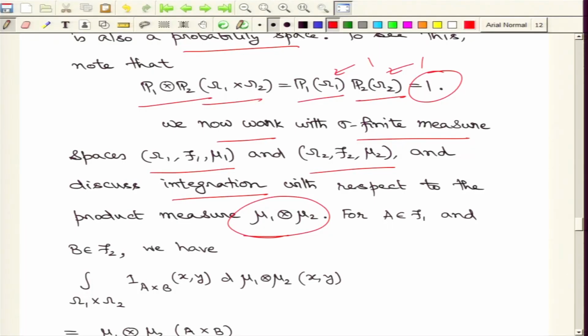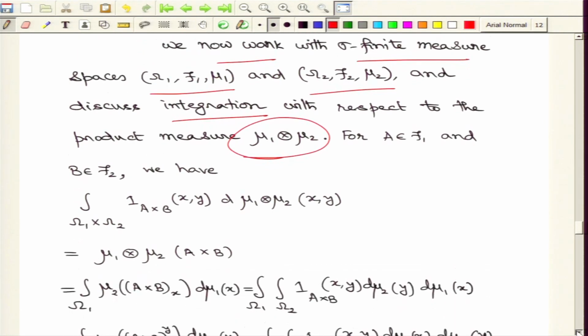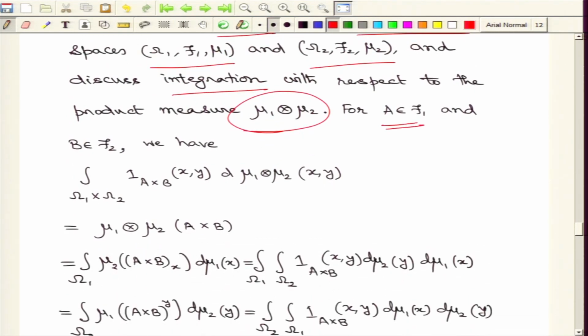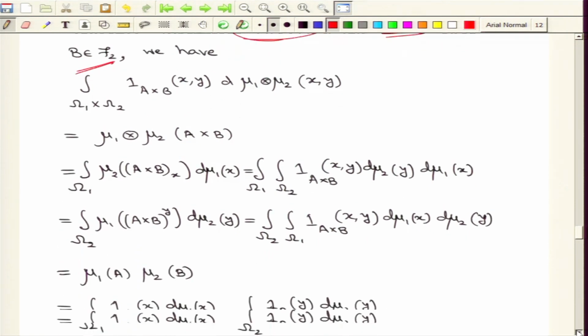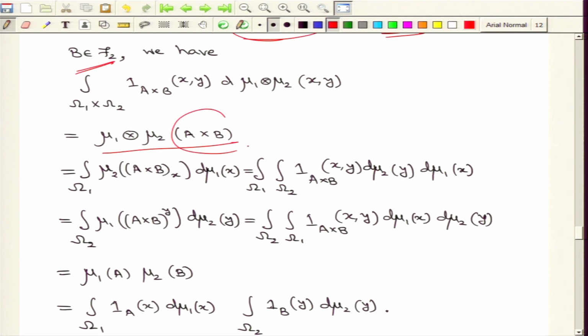Now, let us use this product measure and look at the integration properties. If you start off with arbitrary sets A coming from the first sigma field and arbitrary sets B coming from the second sigma field, then we have these very nice identifications. Let us start off with mu 1 tensor mu 2 of the product type set. We can identify this with the integration structure on mu 1 tensor mu 2, taking the indicator function of A cross B. That is your standard identification for measure theoretic integration.